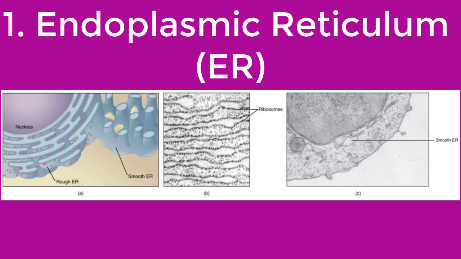One of the main functions of the smooth endoplasmic reticulum is in the synthesis of lipids. The smooth endoplasmic reticulum synthesizes phospholipids, the main component of biological membranes, as well as steroid hormones, and for this reason, cells that produce large quantities of such hormones, such as those in the female ovaries and male testes, contain large amounts of smooth endoplasmic reticulum.